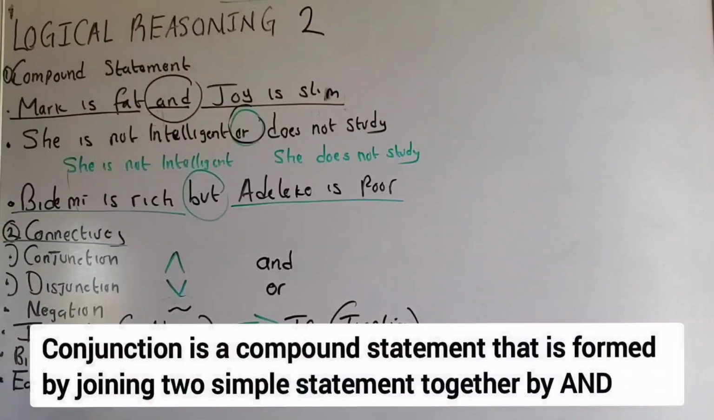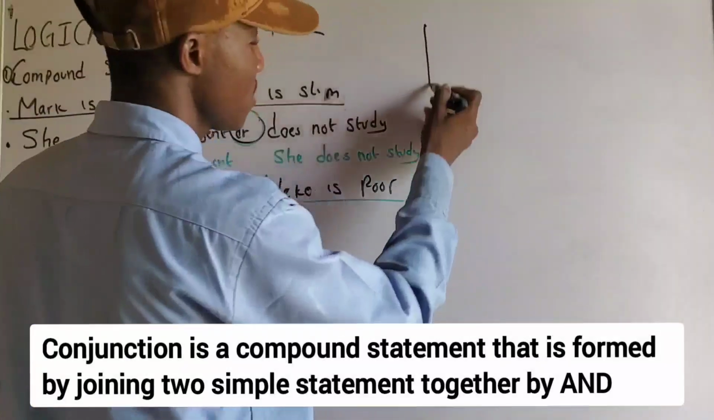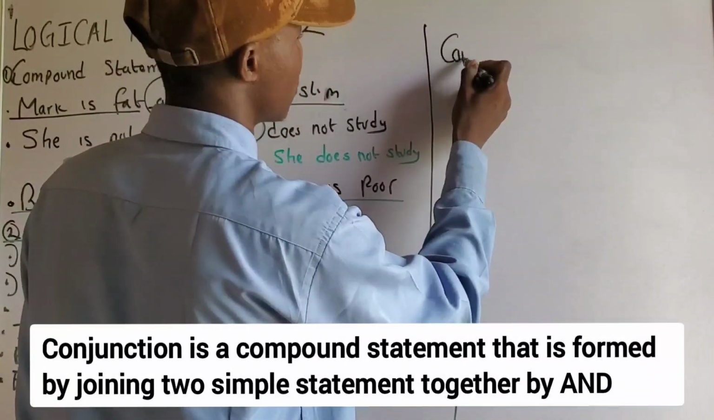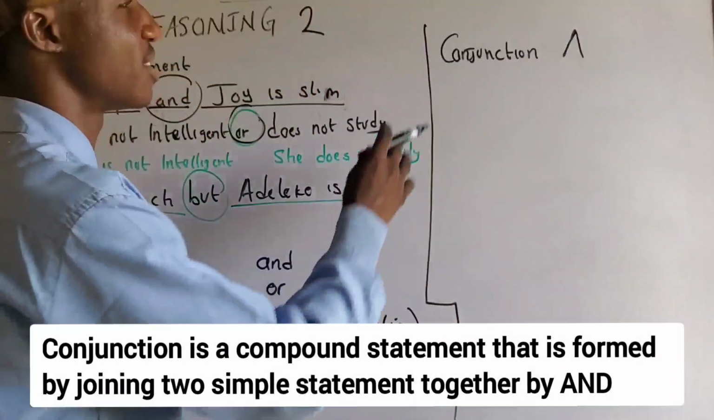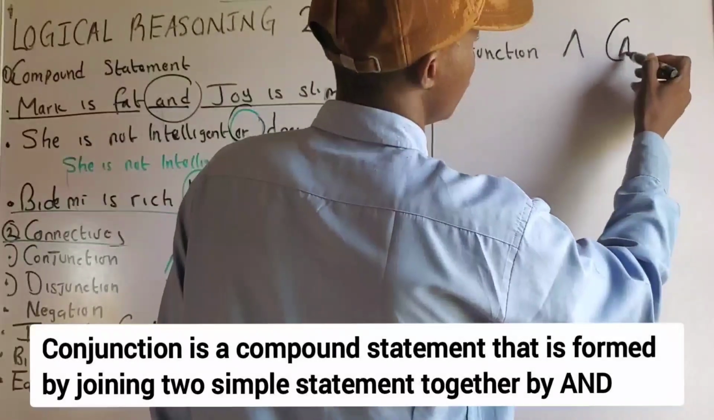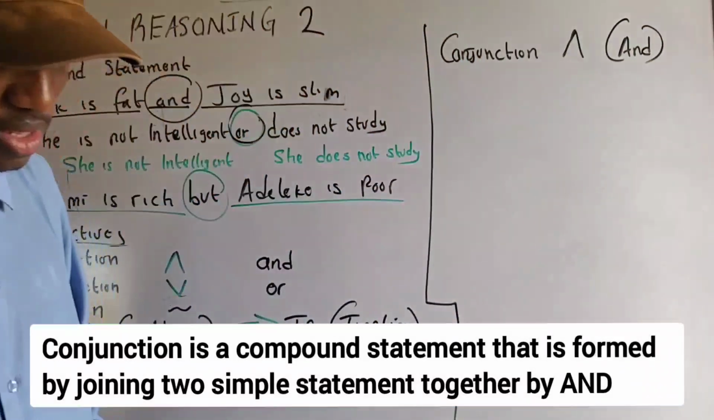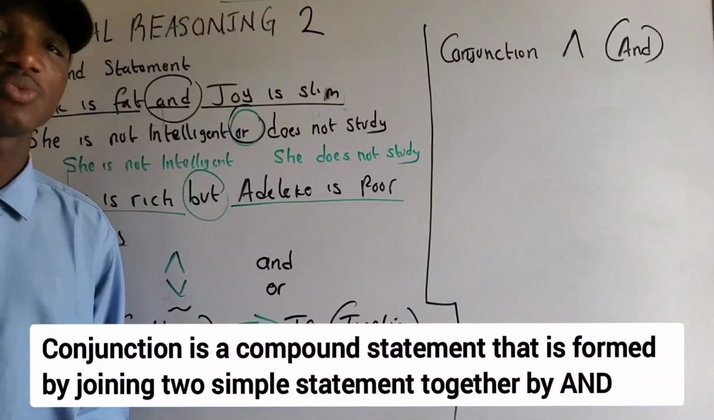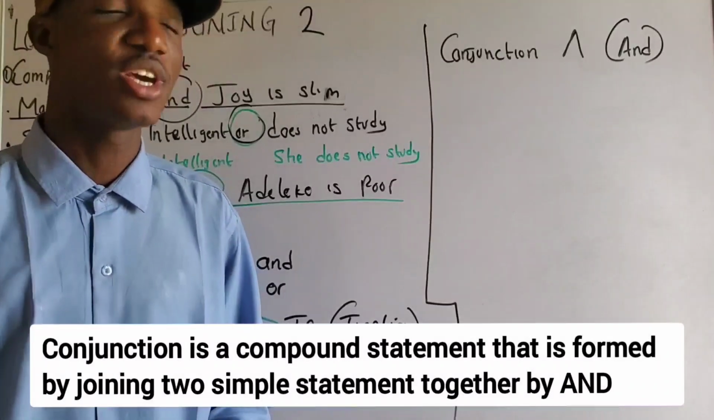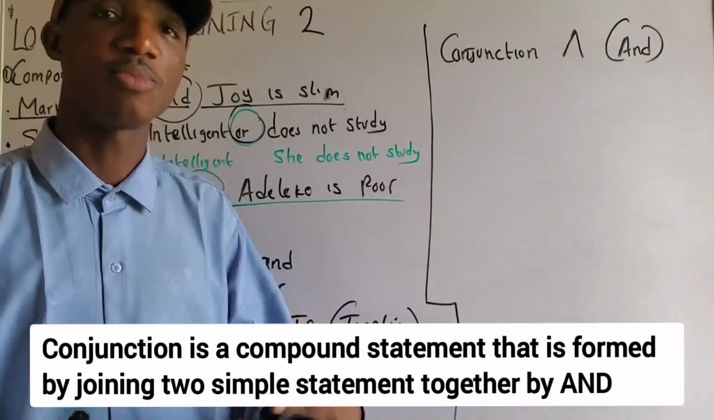So let's start with conjunction. Don't forget, conjunction is represented by this sign and it means "and". What exactly do we mean by conjunction? Conjunction refers to a compound statement that is formed by joining simple statements by "and". That is, we can call a compound statement a conjunction if what connects the simple statements that form it is "and".